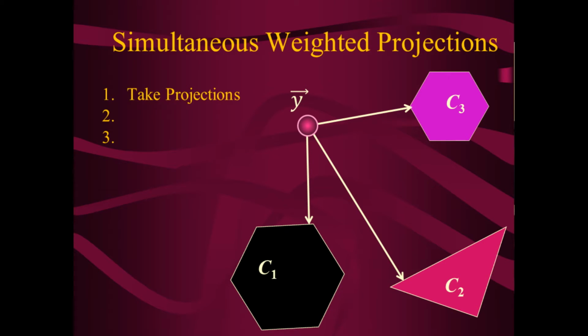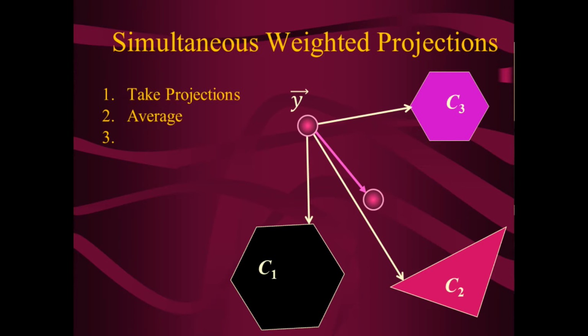For simultaneous weighted projections, we don't take alternating projections. Rather, as shown, we take a signal value, Y, and we project onto C1, C2, and C3. Now these are going to be vectors in the space, and we can actually compute these vectors connecting Y with these convex sets, and we can average the three projections. And that's what we're going to do in the next slide. We're going to take the average of these three projections.